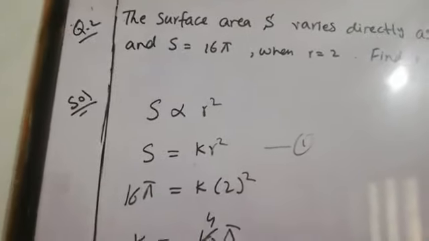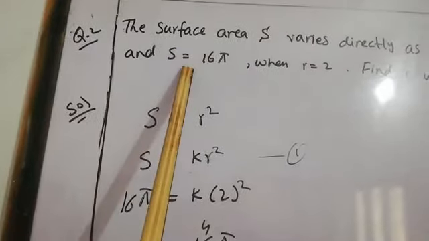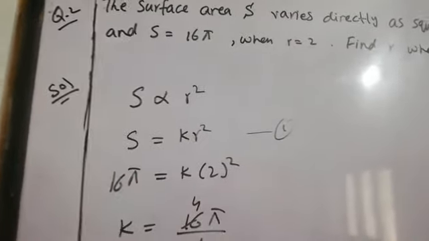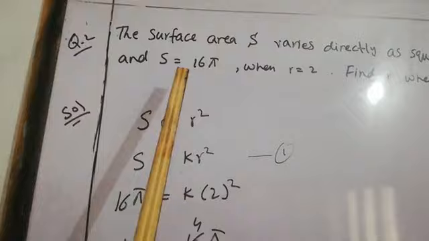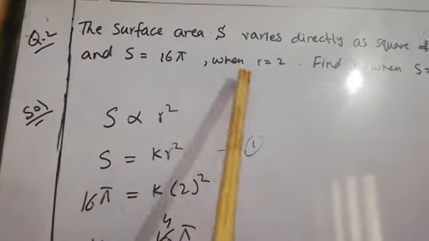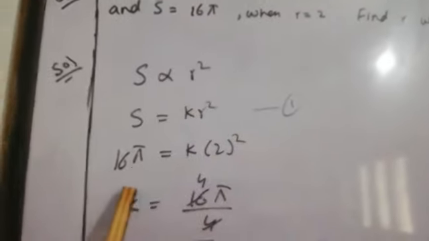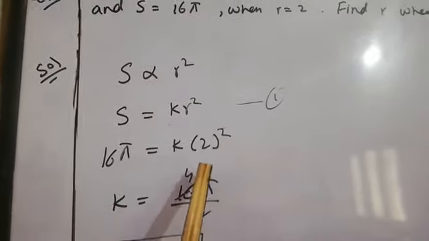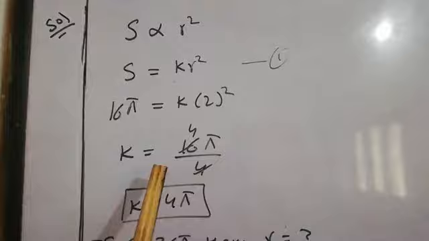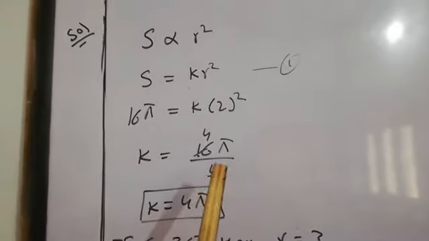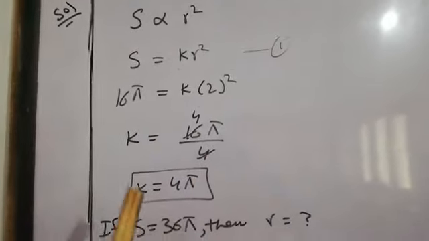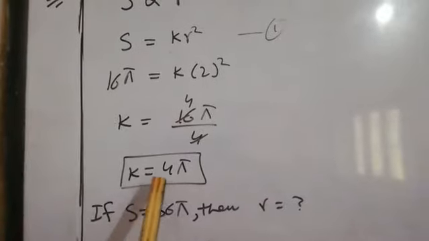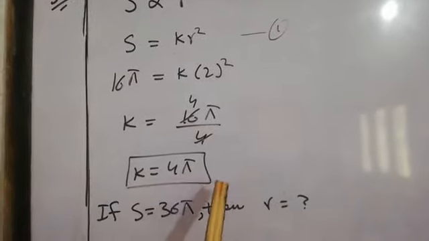Now we will put the values which are given in our question to find the value of K. Put S is equal to 16 pi and R is equal to 2. S is 16 pi and R square means 2 square, so 2 square is equal to 4. So the value of K is equal to 16 pi by 4. 4 ones are 4, 4 fours are 16. So we find the value of K, which is equal to 4 pi.